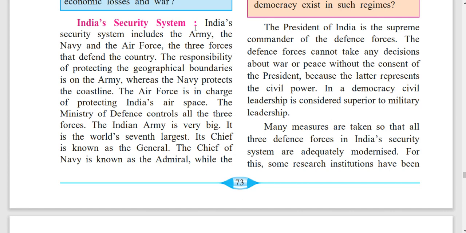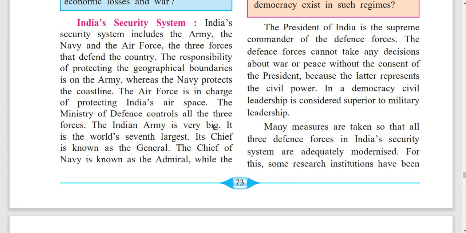India's security system. India's security system includes the army, the navy, and the air force, the three forces that defend the country. The responsibility of protecting the geographical boundaries is on the army, whereas the navy protects the coastline. The air force is in charge of protecting India's airspace. The Ministry of Defense controls all the three forces.